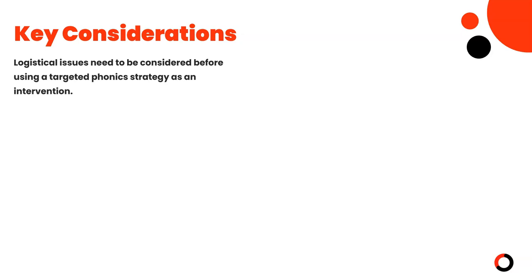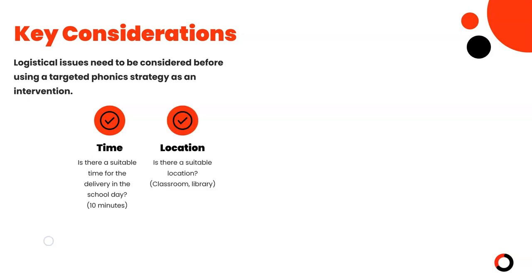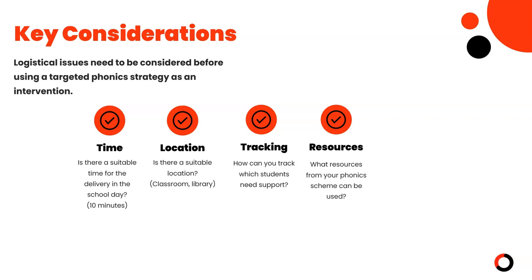So let's move on to a few key considerations. Logistical issues need to be considered before using a targeted phonics strategy as an intervention. Time: is there a suitable time of the day for this to be delivered? Location: as it is delivered by teaching assistants, is there a quiet part of the classroom or a library, or somewhere quiet, where this can be completed? Tracking: could you have a sheet which helps you to track which students need support each lesson? Resources: is there any resource from your phonics scheme that can be used in the TA intervention? And rewards: could you link this to any rewards for the students?